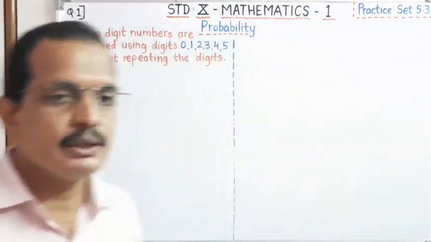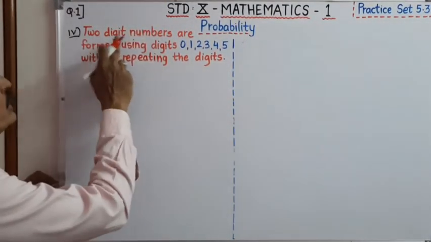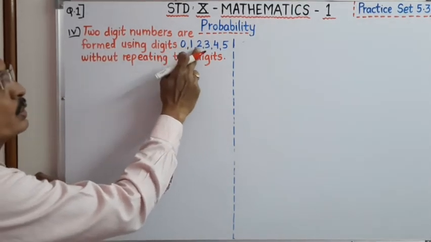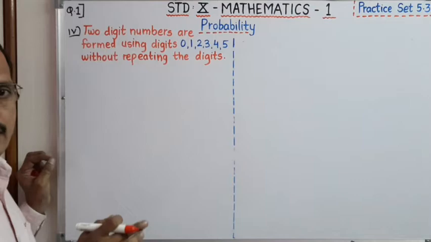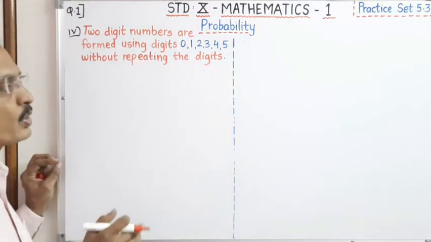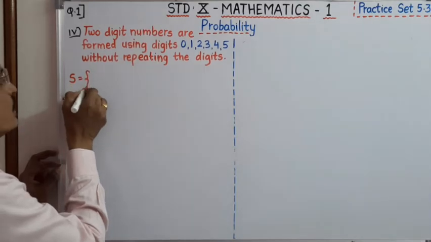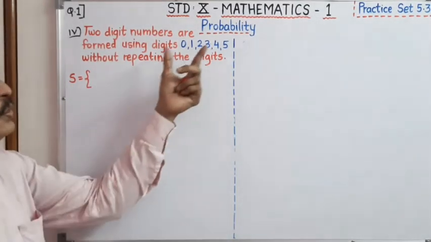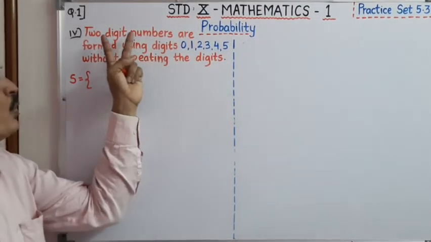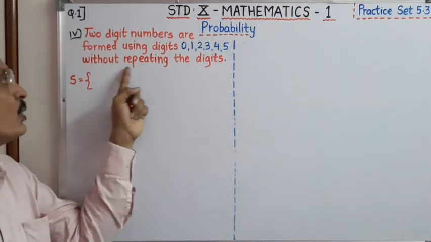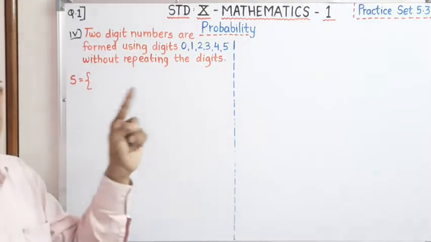Here student, see here. 2-digit numbers are formed using digits 0, 1, 2, 3, 4, 5. We have to write the sample space for this experiment, and for that sample space, dear student, the condition is that by using these digits, we have to form the 2-digit numbers. Second condition is that without repeating the digits. I have already explained it.